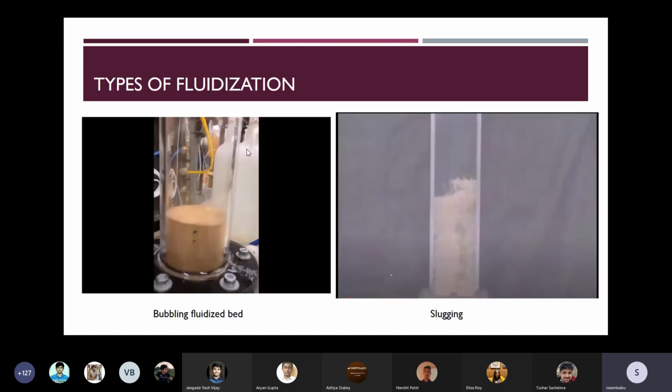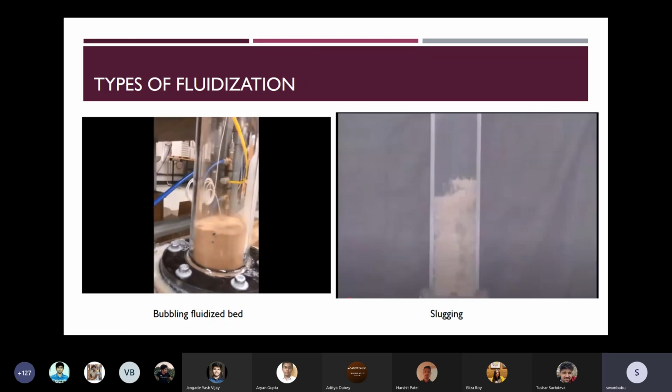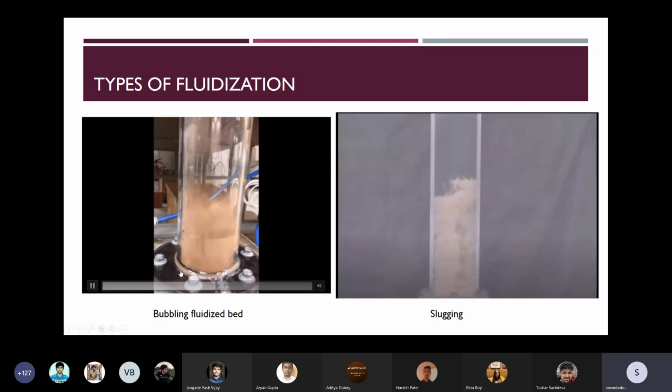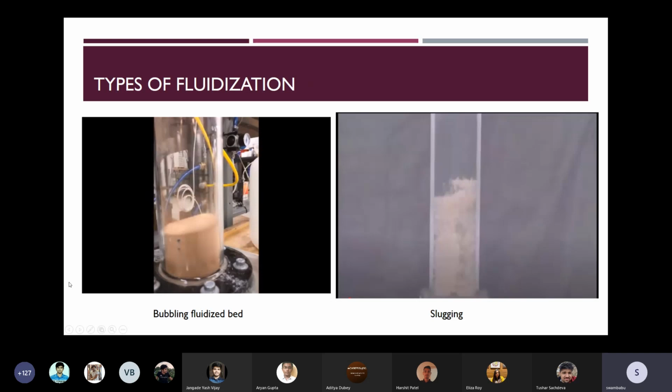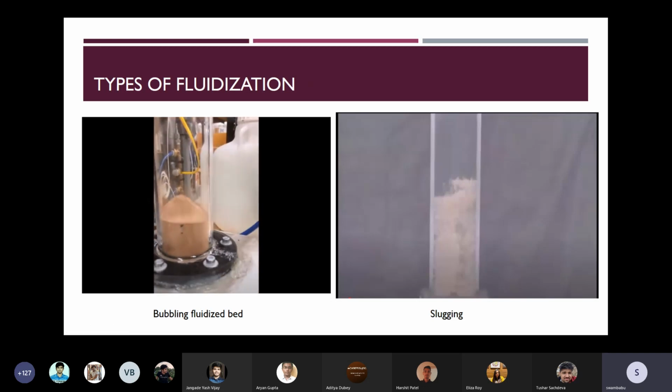What commonly happens is bubbling fluidization. We ideally want uniform fluidization, but what commonly occurs is bubbling fluidization. You can see the gas comes as bubbles and goes away. Here I'm showing only big bubbles, and it is not usually recommended to have such big bubbles.